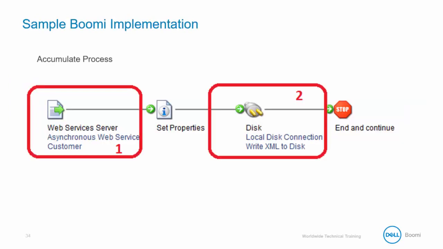For this pattern, we are going to have two processes. The first process has a web service listener listening for incoming requests in box 1. In box 2, incoming requests are persisted to a data store. It's a local disk in this example, but could be an Atom queue, Amazon storage, local database, or another messaging queue service.